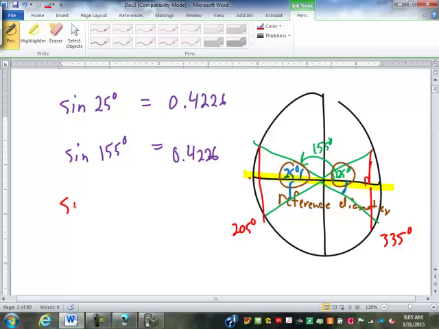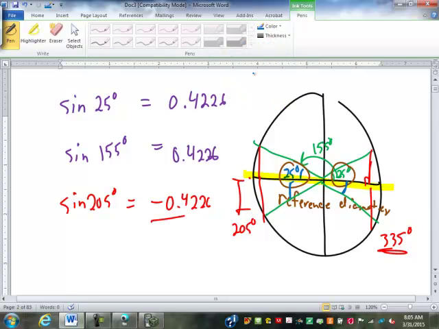The sine of 205 is not going to be 0.4226. It'll be a negative 0.4226 because this is below the zero line. It's in the negative direction. Guess what the sine of 335 will be? Negative.